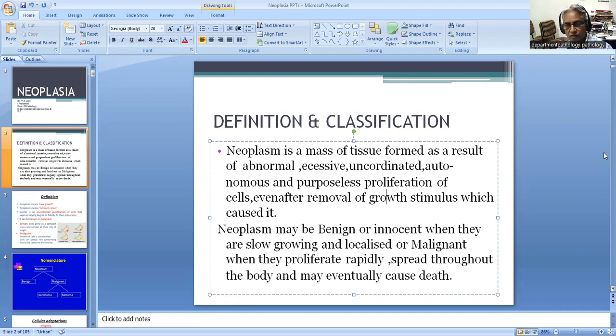Normally, what happens? Whenever there is a proliferation of cells, it is not excessive. It is up to whatever is required, and only up to that is there a proliferation. Otherwise, it is stopped. But in neoplasia, it is excessive and uncoordinated. This neoplasia or abnormal growth may be benign, or in common words known as innocent, when it is slow growing and localized. Another type is malignant, when the cells proliferate rapidly, spread throughout the body, and may eventually sometimes cause the death of the person.